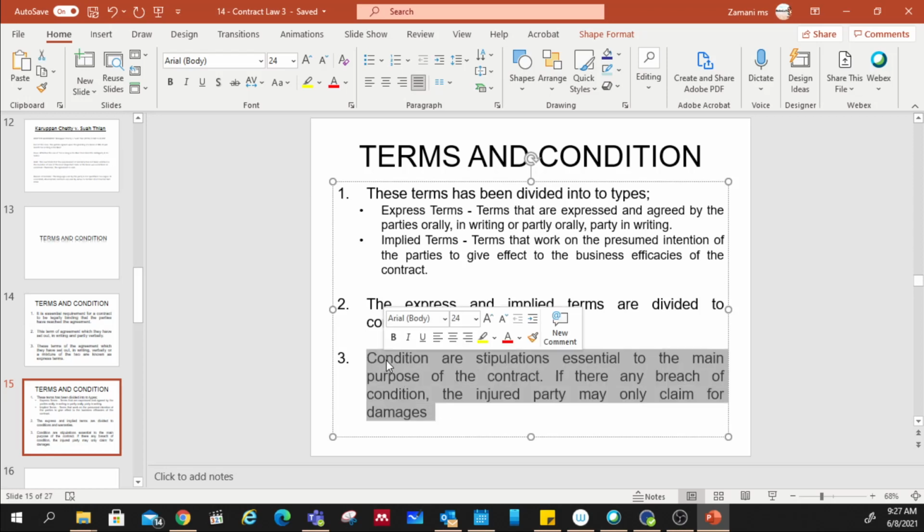So these are the terms and conditions normally inside the contract. This is the terma perjanjian. The lawyer writes down what the terms and conditions are for you to accept the agreement. So there are two types of them, called express terms and implied terms.